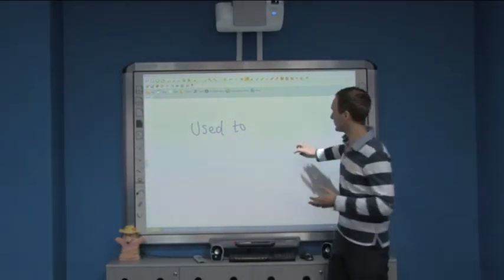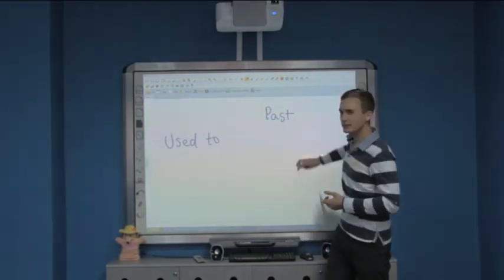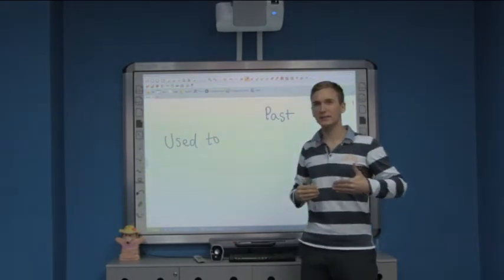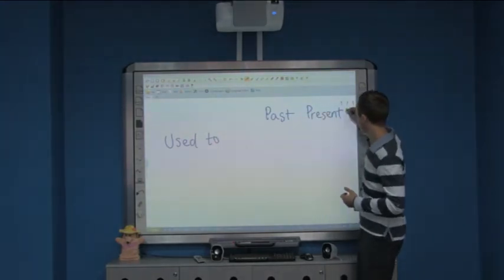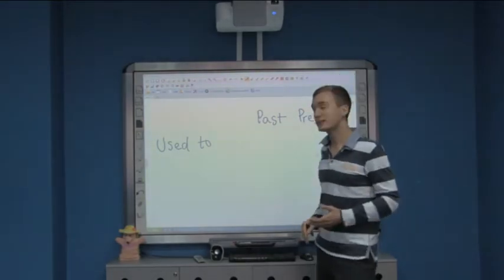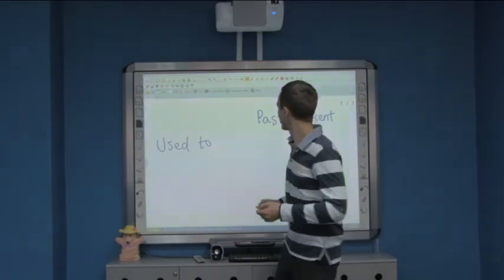If we have a look at the board here, we can write past, and we have the past, and what is now? What is now? It is the present. For this construction, we don't talk about the future. We are only interested in the present and the past. Used to.